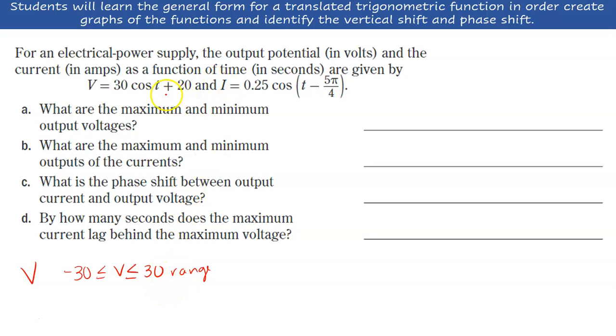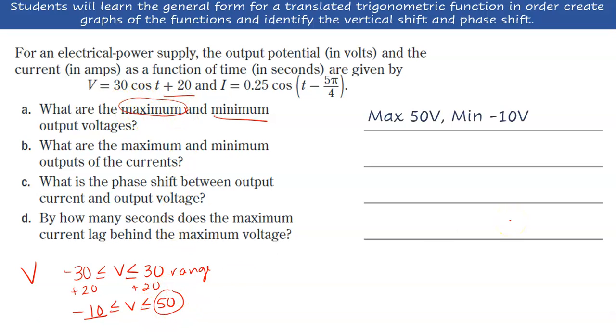Then it says we're moving it up 20. So if I move it up 20, that means I'm going to add 20 to these. So now my new range for this graph is going to be negative 10 less than or equal to V less than or equal to 50. So what's the minimum? Well, the minimum is negative 10. What's the maximum? Well, our maximum is 50. And that would be in volts.